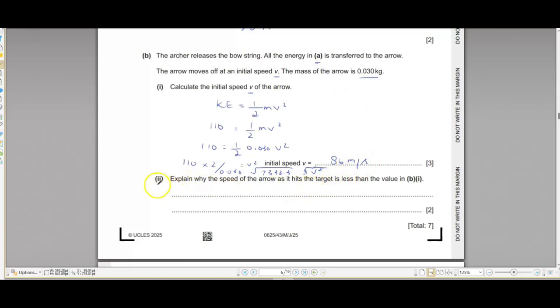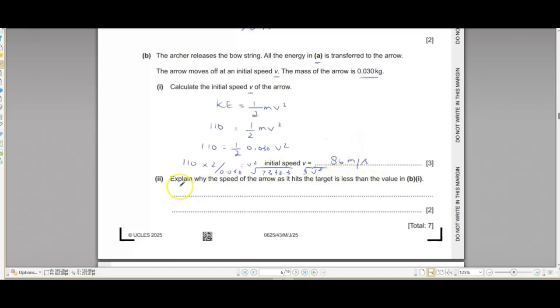Okay, part 2. Explain why the speed of the arrow as it hits the target is less than the value in part 1. Obviously, all of the energy is not converted into the other form of energy. There are losses. Some energy may be lost to the surroundings. There might be air resistance present. So the speed of the arrow as it hits the target would be less than the estimated one.